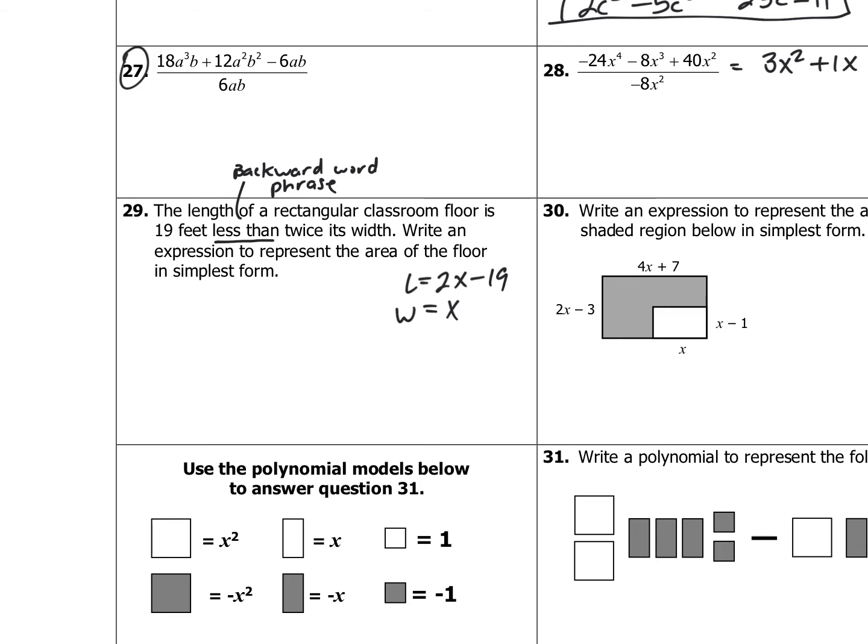Okay? It says write an expression to represent the area of the floor in simplest form. Well, area of a rectangle is pretty easy. It's length times width. So the area equals 2x minus 19 times x. Okay, so we just need to distribute. 2x times x is 2x squared. Negative 19 times x is negative 19x. So the area equals 2x squared minus 19x, and that's it. That's as simplified as we can make that.